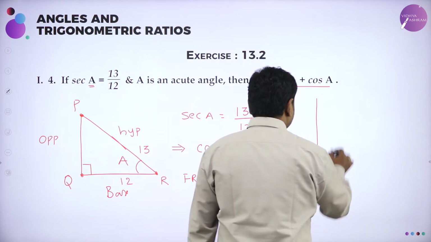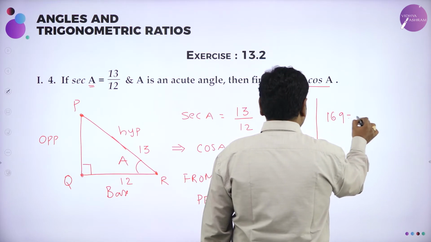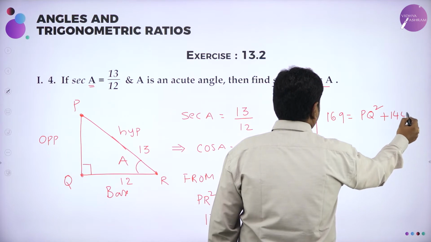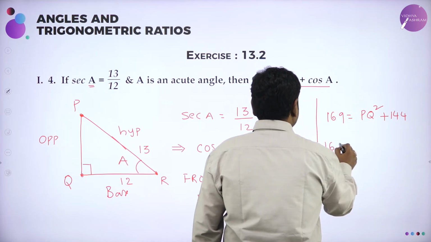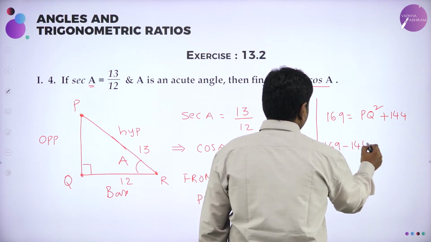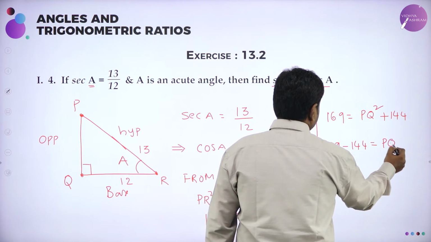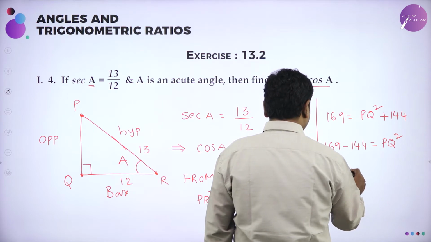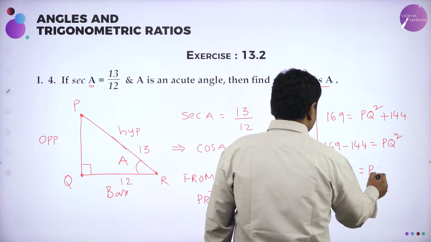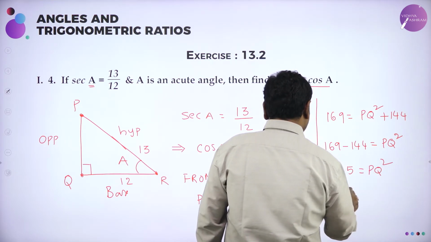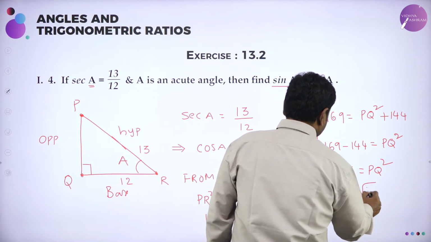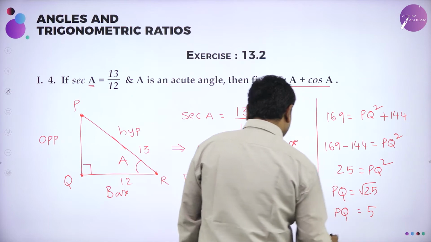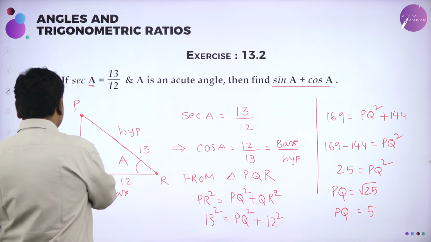Now we simplify. 13 square is 169, equal to PQ square plus 12 square, and 12 square is 144. Rearranging, 169 minus 144 is PQ square. Simplifying, it becomes 25. PQ square is 25, so PQ is root 25, which is 5. Now you got PQ, so the P to Q length is 5.